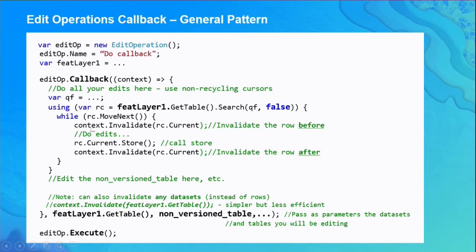I'm going to do the invalidation. I invalidate before. I invalidate after. I do my edits and then I call store. Okay? I can also, if I don't want to invalidate by row, just invalidate the entire feature dataset. It's up to me. It's simpler, less efficient. Obviously, if you're editing a bunch of rows, this is probably better. If you're only editing a couple of rows, then this is better. I'd have a similar editing block for the non-versioned table here. Okay? So that's the callback pattern.